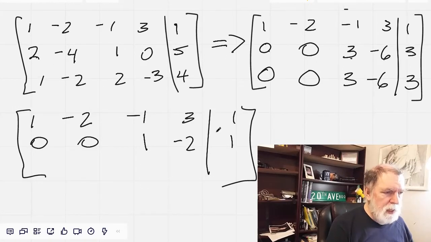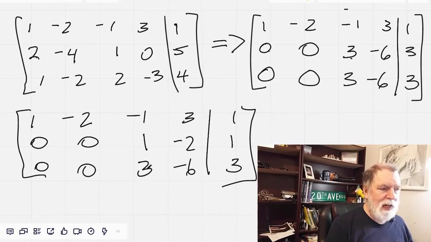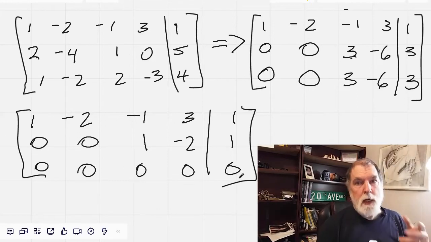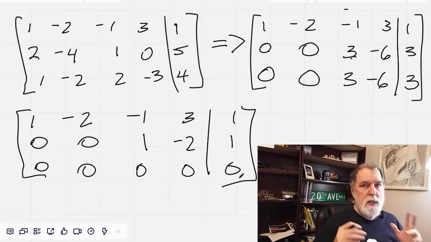Now I'll just write in the third row as it is here so we can talk about it. This 3 needs to become a 0 because it's underneath the leading one. We need to subtract 3 times this upper row. Well, we already had 3 times the upper row. It was over here. So 3 minus 3 gives us 0. Negative 6 minus negative 6 gives us 0. And 3 minus 3 gives us 0. Okay, so the bottom row is all zeros. And finally, we want this in row echelon form.